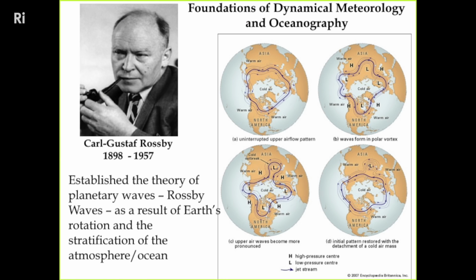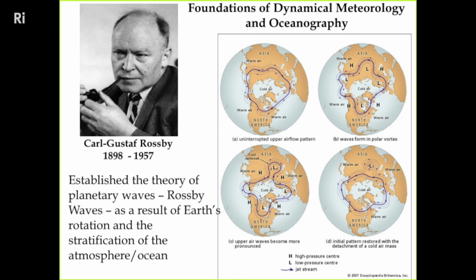And he combined these and recognized and showed mathematically that you would get preferred wave motions, particularly around what we now call the jet stream, which separates the very cold air over the poles and the much warmer air over the equator.